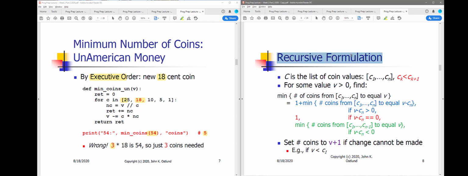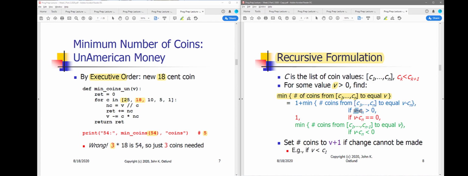Okay, so let's take a look at a recursive formulation where there is not any kind of rule about how the different values of money relate to one another. Each coin has a value. We don't know anything about the ratios between the coins or what have you. So if we got some value that's greater than 0 and we want to know the minimum number of coins that are going to be required to compute that value, then basically there are 3 situations.